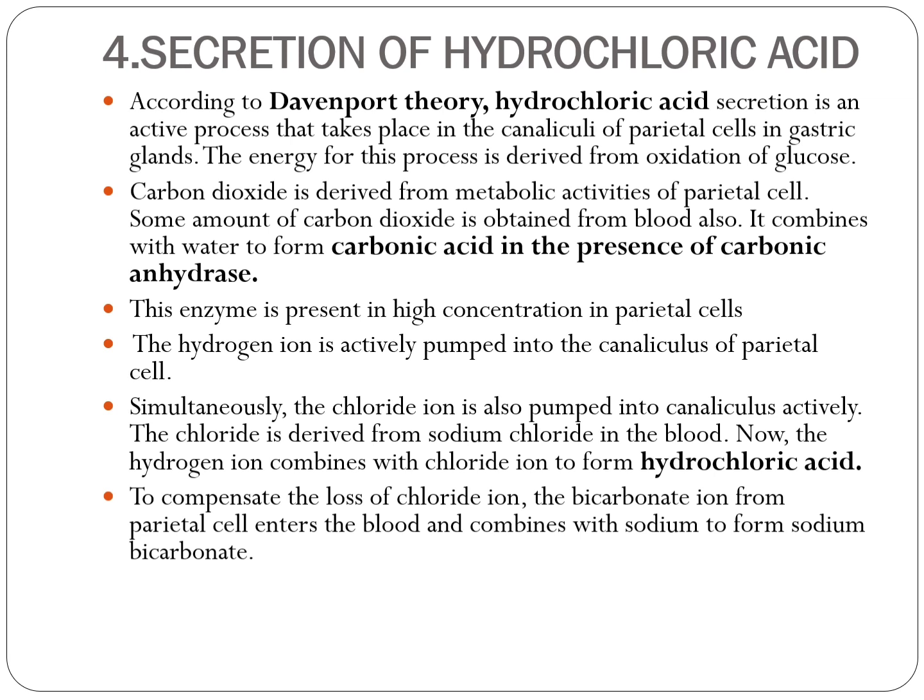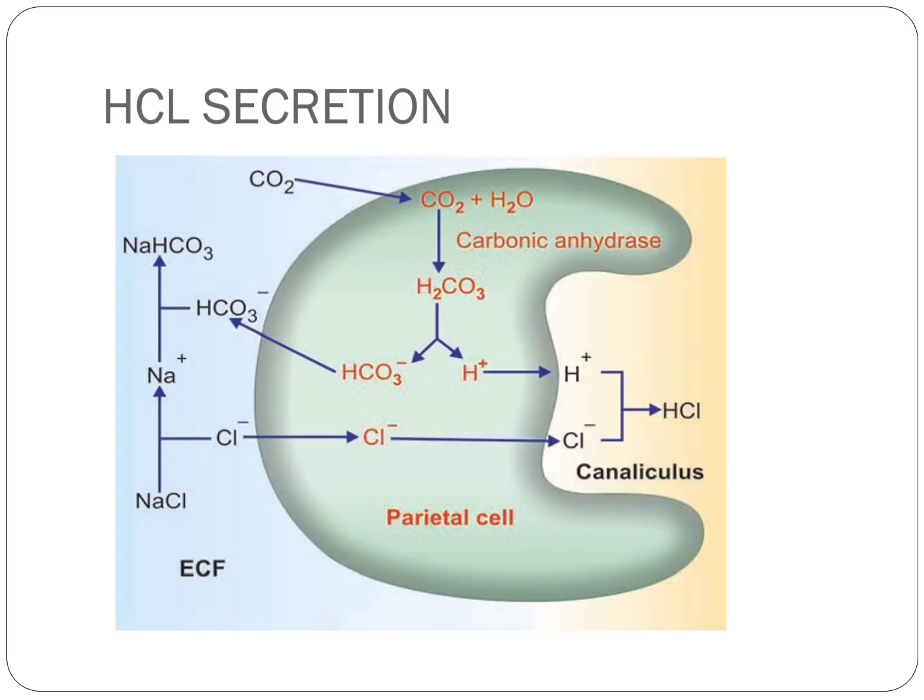And to compensate the loss of chloride ion, the bicarbonate ion from the parietal cell enters the blood and combines with sodium to form sodium bicarbonate. This is the HCl secretion.